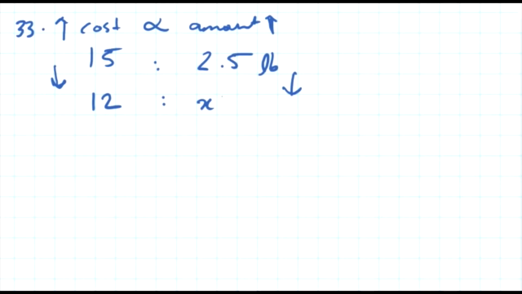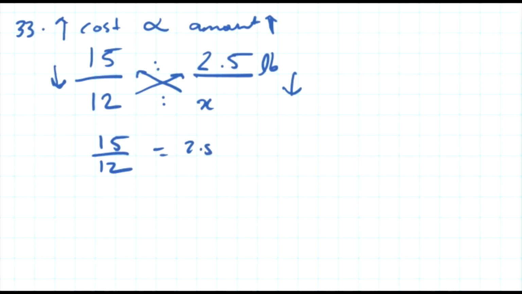Now one way to solve that is to cross multiply. You can treat this whole thing as fractions. So that will make it 15 over 12 is equal to 2.5 over x. Now to solve for x, I can cross multiply on both sides. But before we do that, let's simplify to make it easier on ourselves. We can simplify by 3, and that makes it 5 over 4.